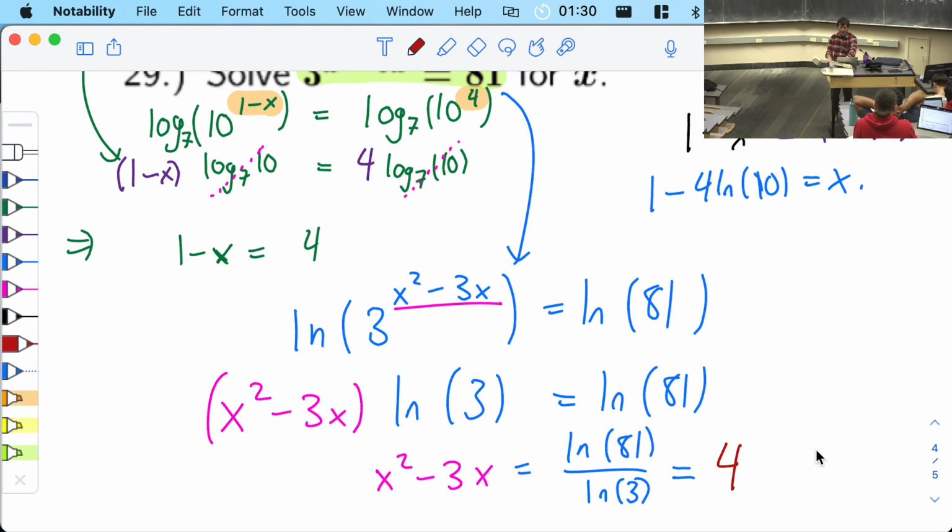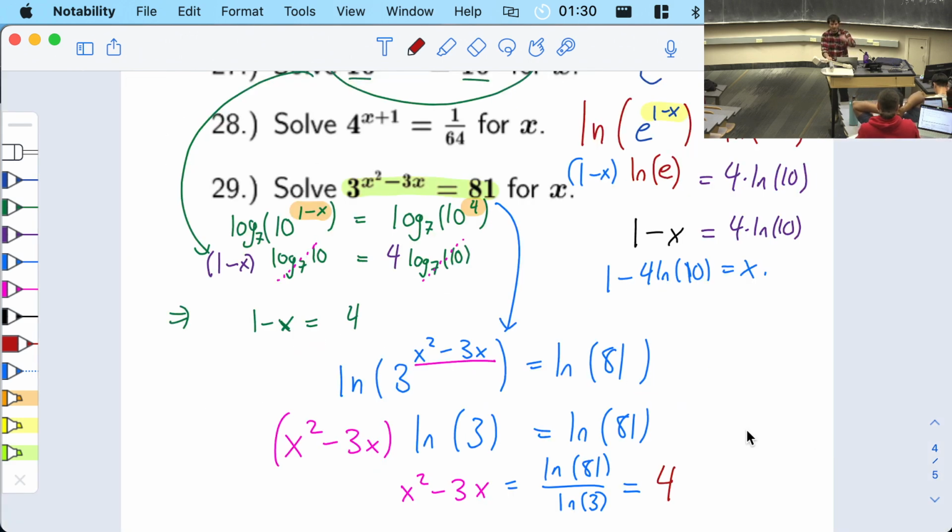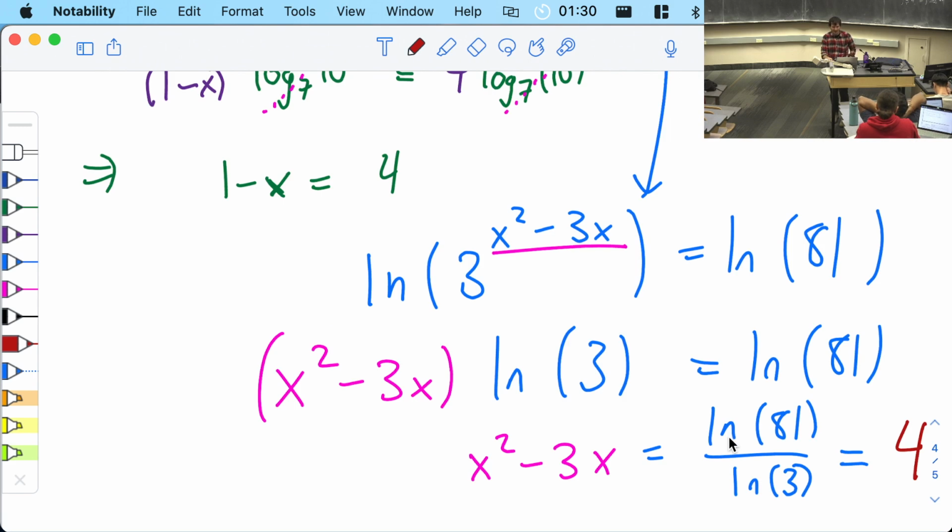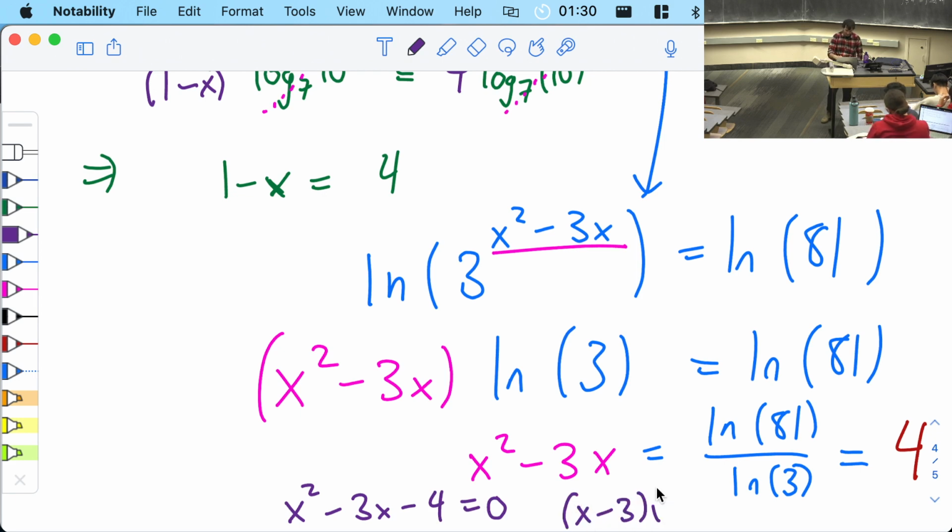This is like one of the last core skills that we did, solving quadratic equations, knowing how to factor them, things like that. So x squared minus 3x equals 4 is the equation x squared minus 3x minus 4 equals 0. And this equation you can solve because you can factor it as x minus 4 times x plus 1 equals 0, and therefore x equals 4 or x equals negative 1.